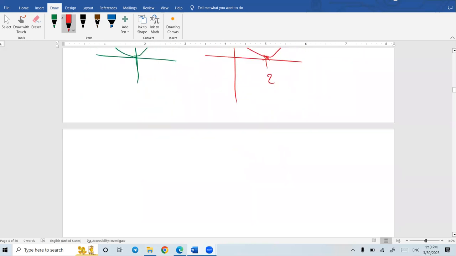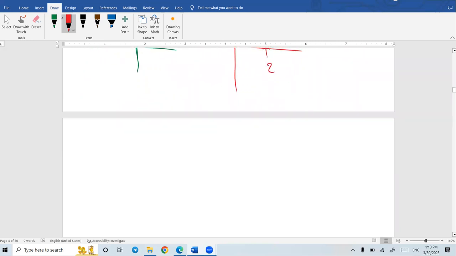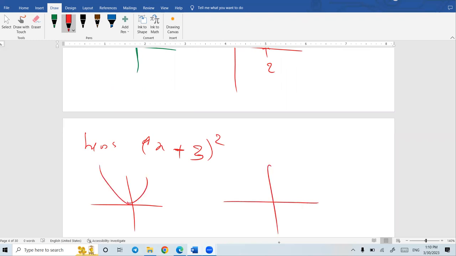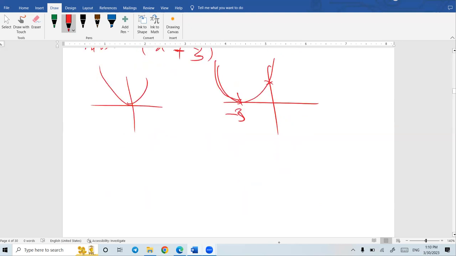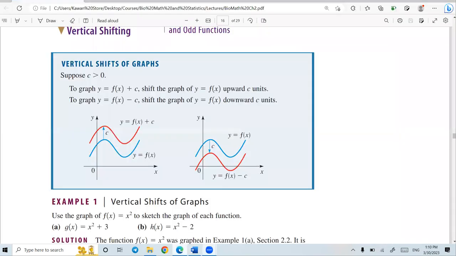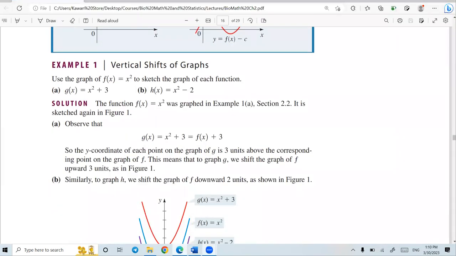How about addition? If I have, for example, h of x equal to the same thing, (x plus 3) squared, it means that we have that shape. Then we shift it to the left side by 3. Then here is my graph. Understood, dears? Good. This is about shifting up and down.